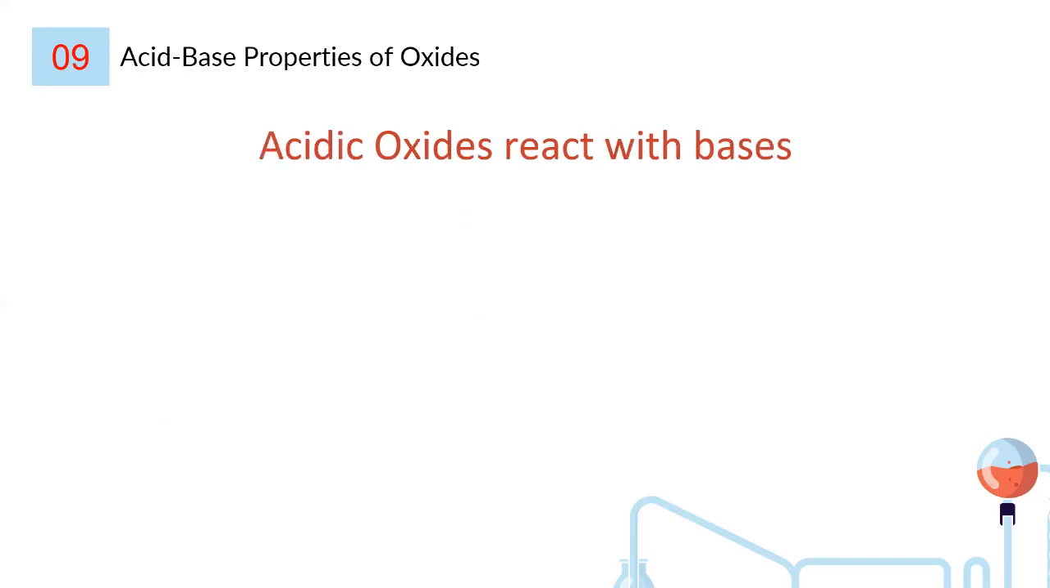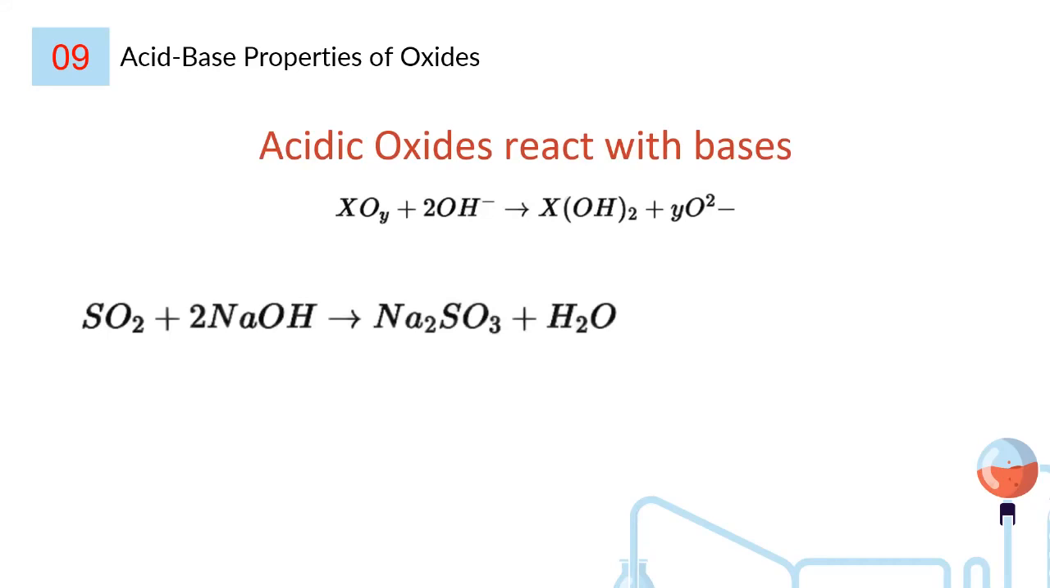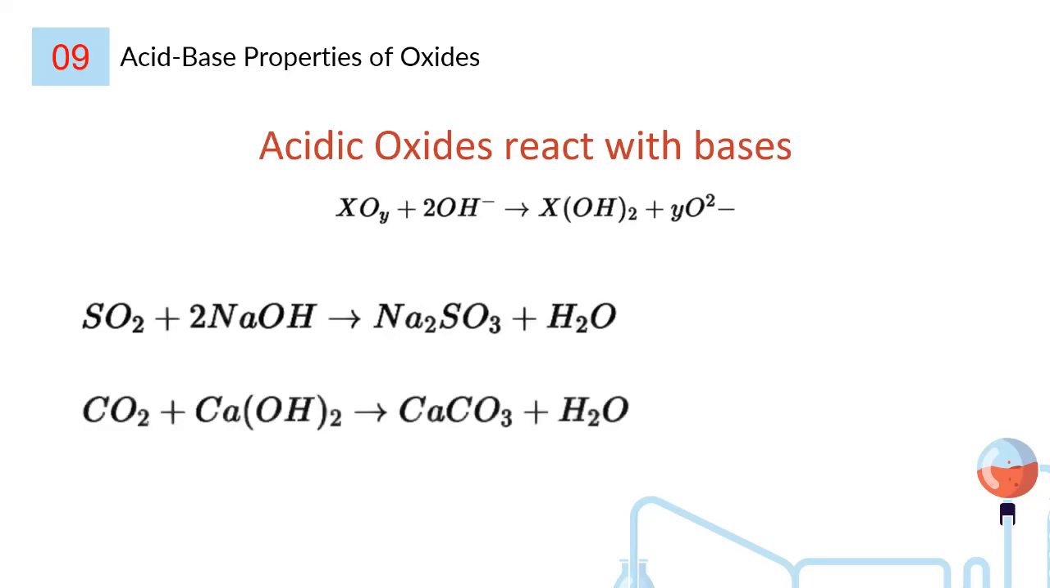Acidic oxides also react with bases. It also forms salt and water in a neutralization reaction. And here is the general equation for the reaction between an acidic oxide and a base. In this equation, X represents a nonmetal or metalloid element, and Y represents the number of oxygen atoms in the acidic oxide molecule. For example, when sulfur dioxide, an acidic oxide, reacts with sodium hydroxide, the following reaction occurs. This reaction produces sodium sulfite and water. Similarly, when carbon dioxide reacts with calcium hydroxide, the reaction proceeds as follows.